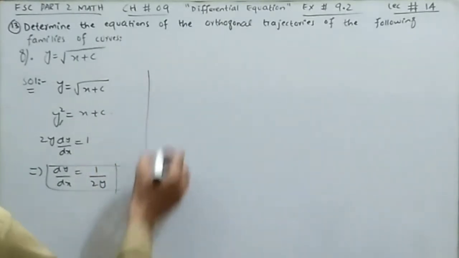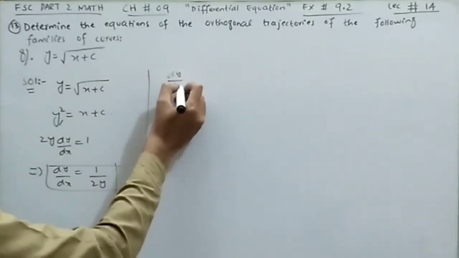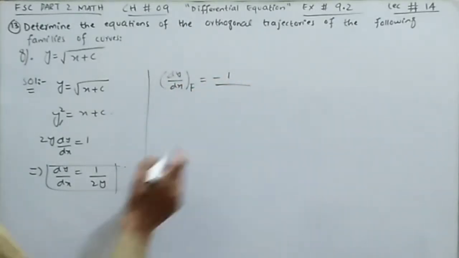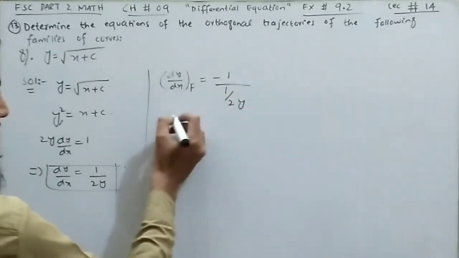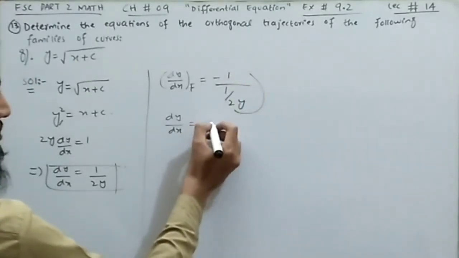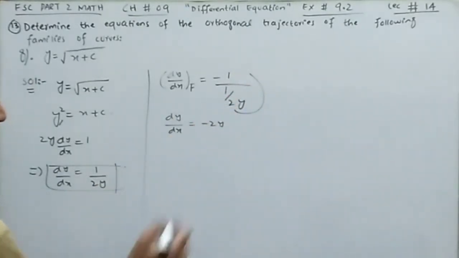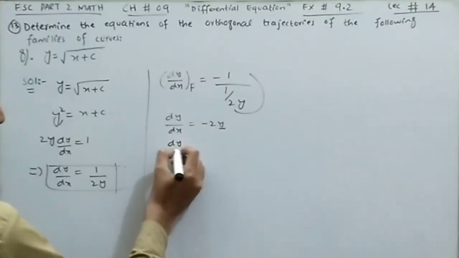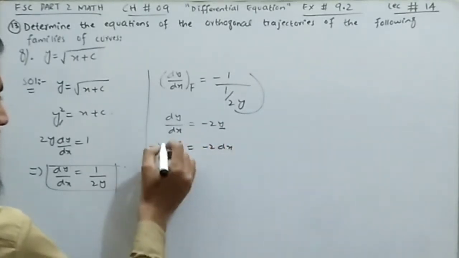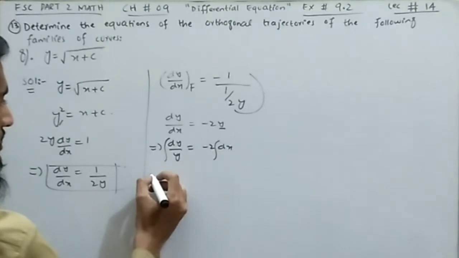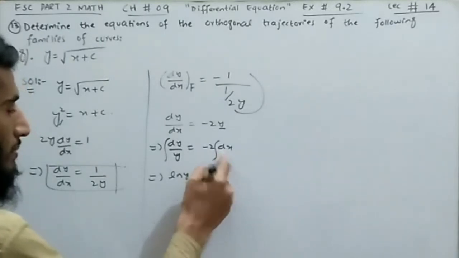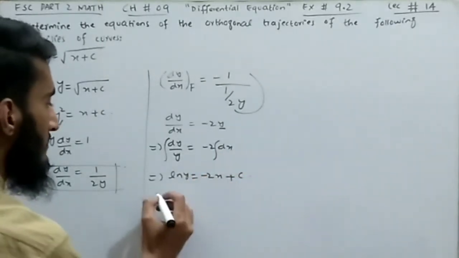Now using the orthogonal derivative, dy by dx at another point is equal to minus 1 over dy by dx, which is 1 over 2y. So dy by dx will be, shifting 2y to the numerator, minus 2y divided by 1, which gives us minus 2y. Shifting y to this side, it becomes dy by y, and shifting dx to the right hand side, it becomes minus 2 dx. Taking the indefinite integral on both sides, 1 over y integration is ln y, which is equal to the integration of minus 2, a constant, times dx, which is x, plus the constant of integration.